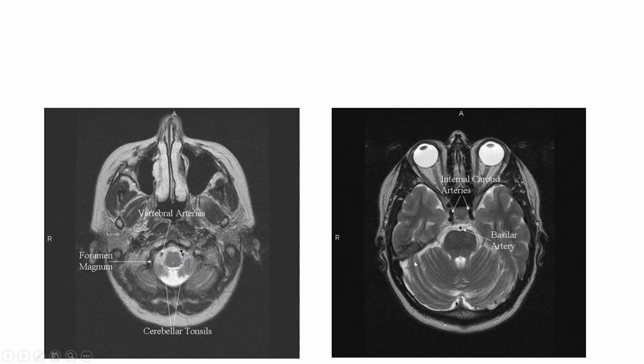So coming to this slice here, we're a little bit more superior. You've got the pons here, and the fourth ventricle here. We've got a little bit of the vermis of the cerebellum, and then you have the basilar artery. And then here is the sella. You've got the pituitary gland here, and on either side of that are the internal carotid arteries.